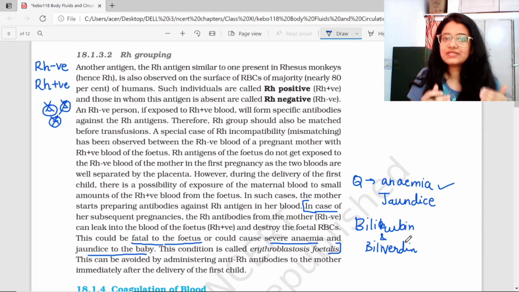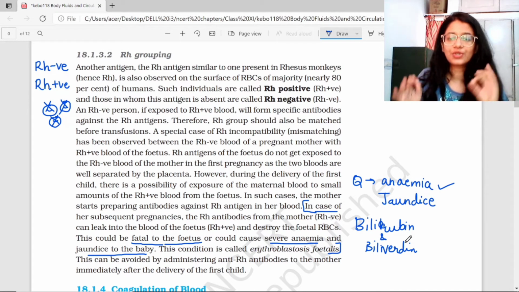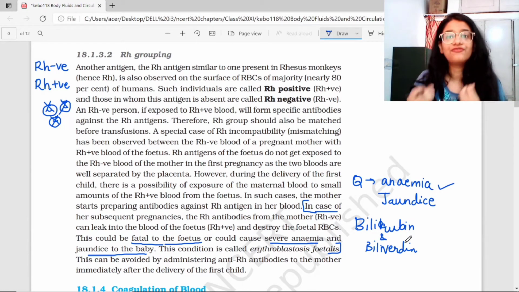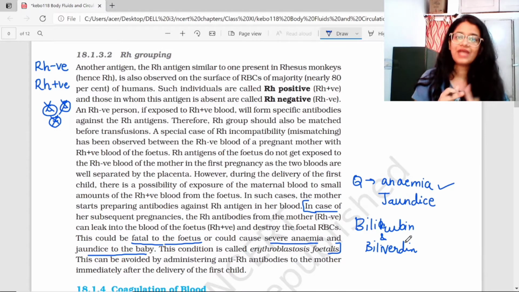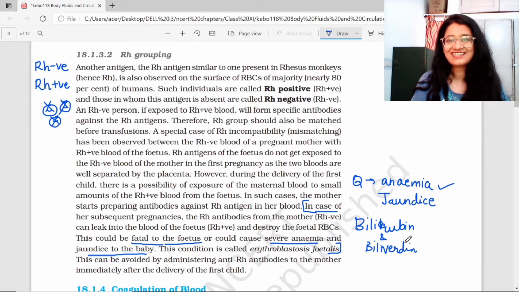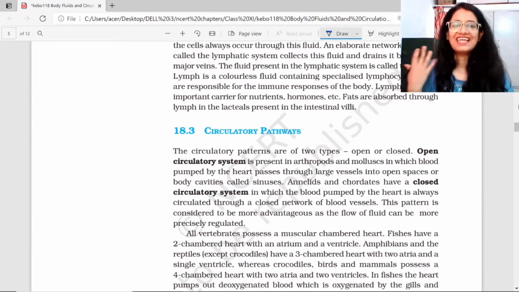Now, since the RBC is being destroyed to such a great level, more bilirubin and biliverdin will be formed, and because of which jaundice will occur. Okay, so now it is clear how in a baby, anemia and jaundice conditions can be present in erythroblastosis foetalis. I hope it is clear to you.